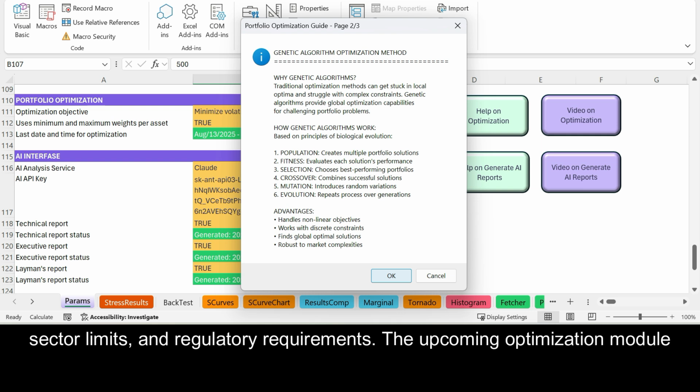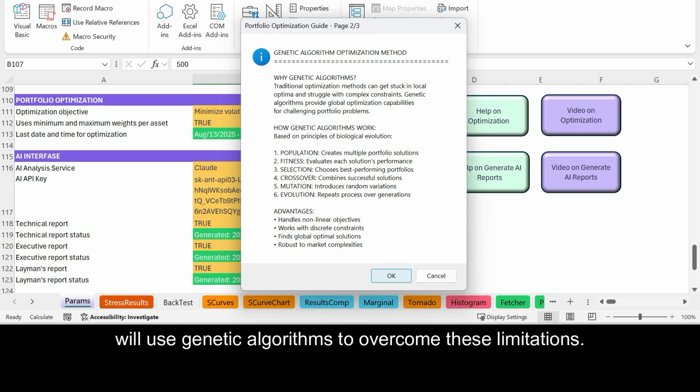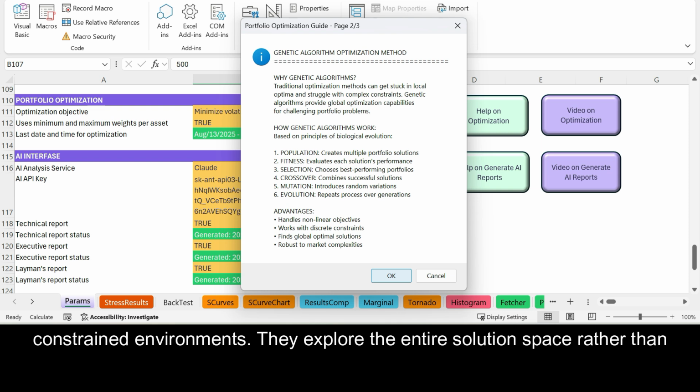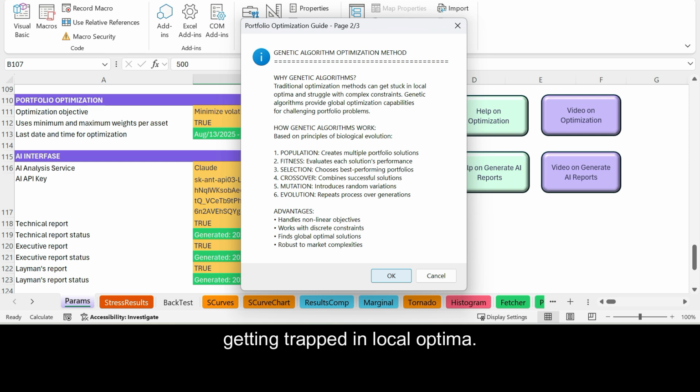The upcoming optimization module will use genetic algorithms to overcome these limitations. Genetic algorithms are inspired by biological evolution and can find truly optimal solutions even in complex, constrained environments. They explore the entire solution space rather than getting trapped in local optima.